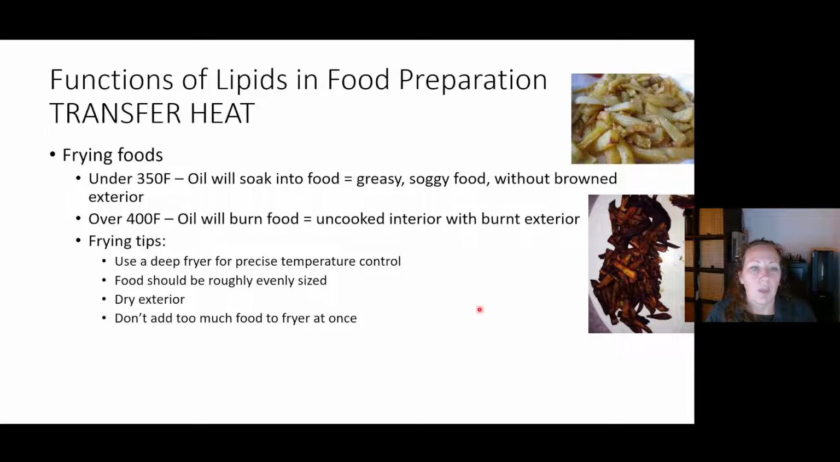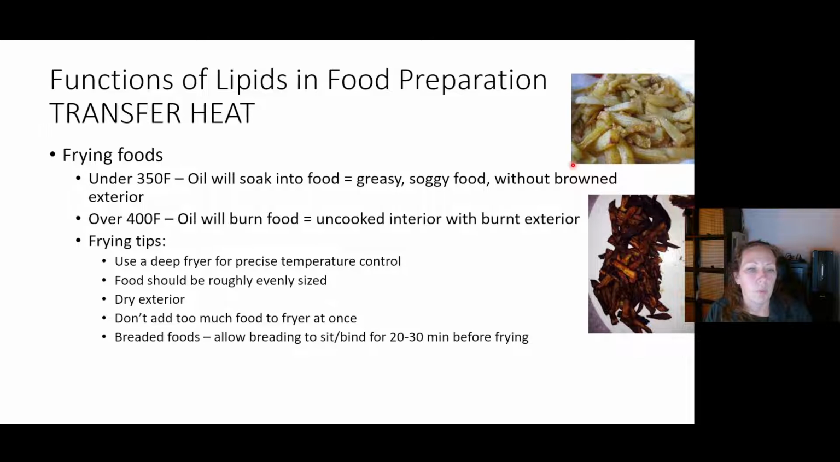And finally, don't add too much to the fryer at once. Based on the volume of food that you're adding, if you add too much to the fryer at once, you're going to lower the fryer temperature and you might get it down to this temperature, which is going to cause that problem if you've added too much food.